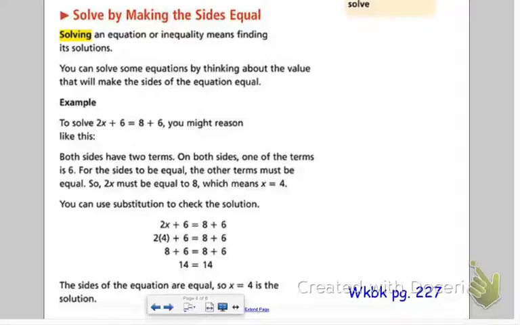Okay, so you'll be doing 4, 5, 6, and 7 on your own on page 226. Now we're going to hop over to page 227. Solving an equation or inequality means finding its solutions.